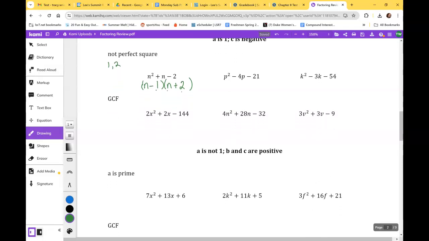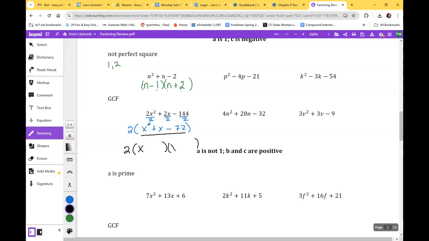Okay. Here's a reminder of our GCF. You have to look to see if there's something that goes into all of those. They're all even numbers, so I can factor out a 2. So if I divide each of these by 2, I'm going to take the 2 out. I'm left with x squared plus x minus 72. And now I look at that and see if I can factor this. Okay, the 2 is still going to be part of my factors. And then I'm going to have 2 parentheses.